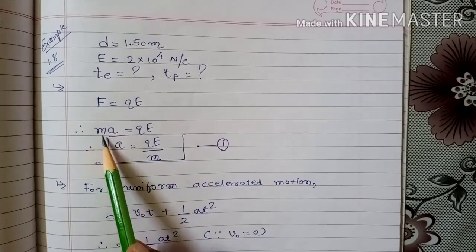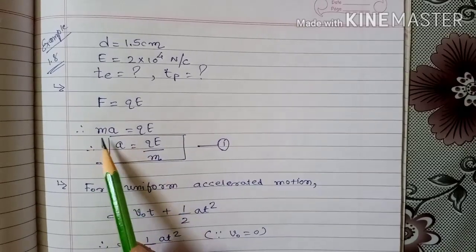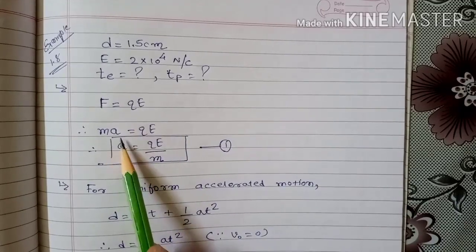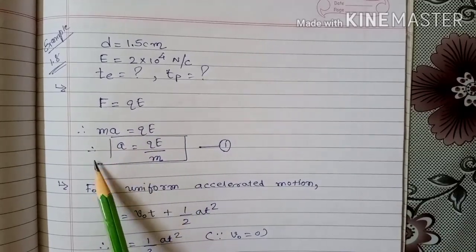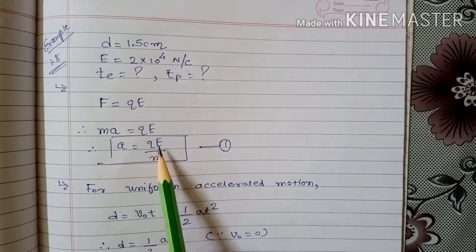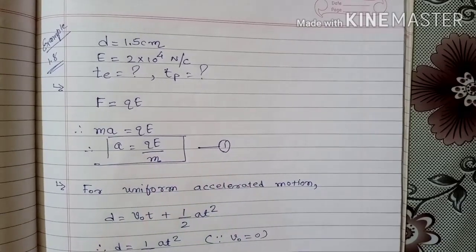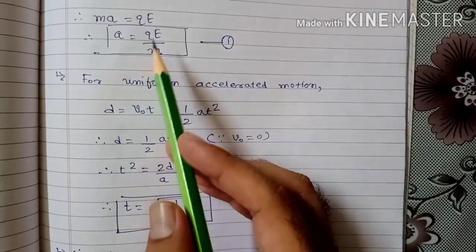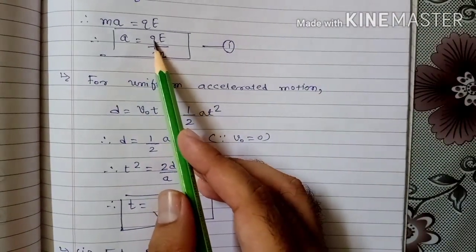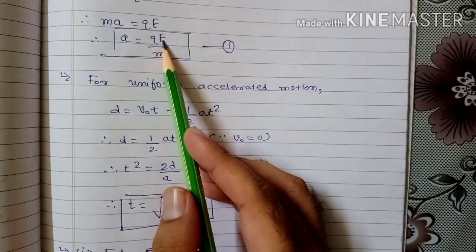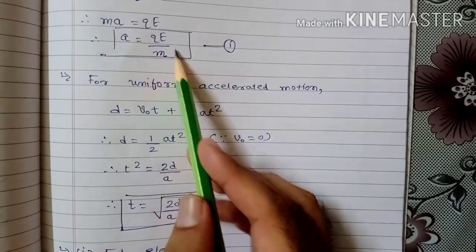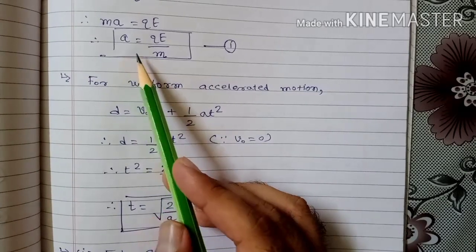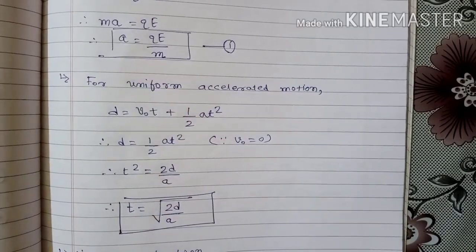But we know that force F is equal to M into A, mass into acceleration. So F is equal to QE, therefore we can write MA is equal to QE. If we make A subject, A is equal to QE by M, equation number 1. Here in equation number 1, charge is constant, electric field is constant, and mass of given particle is also constant. So we can say that acceleration is constant.